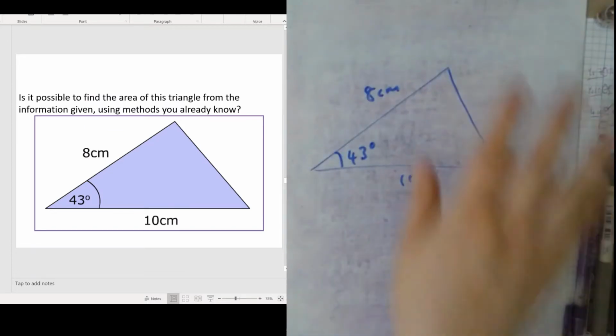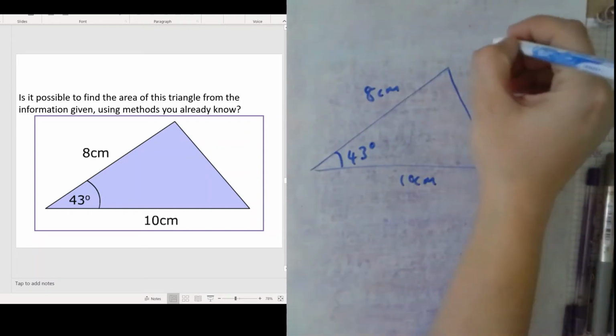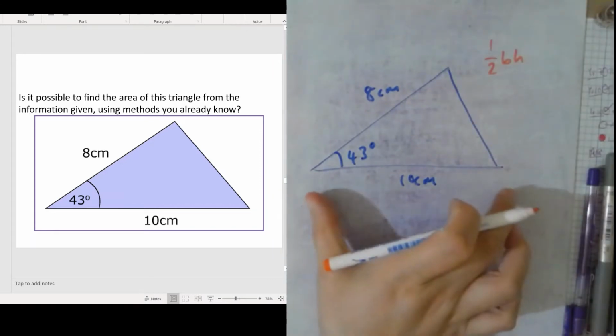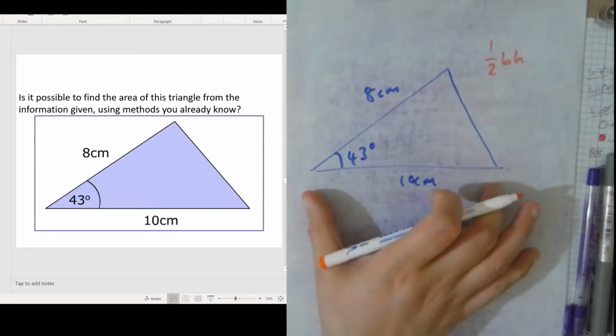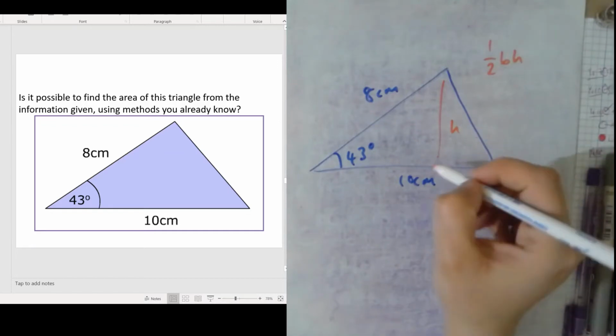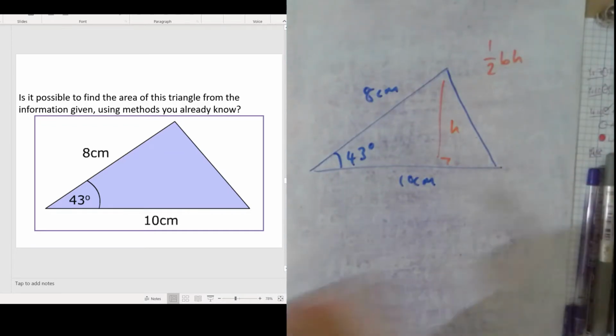When we look at this triangle, you're still using exactly the same method. You want to go half base times perpendicular height, right? So my base is 10 centimeters, just there. But do I know the perpendicular height? Could I find it out? I don't actually know the perpendicular height, but I could find it out.